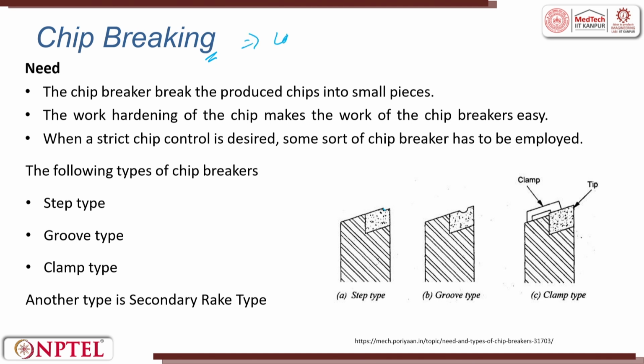In a continuous chip, the chip disposal is a challenge. So, the need for a chip breaker is to break the chip and produce small pieces. Small pieces can then be collected very fast. The work hardening of the chip makes the work of the chip breaker easy.